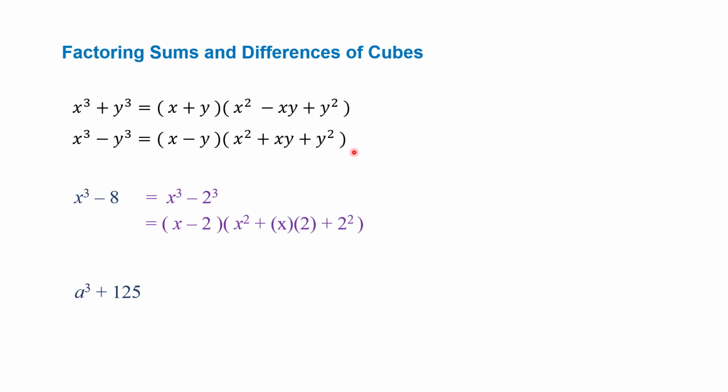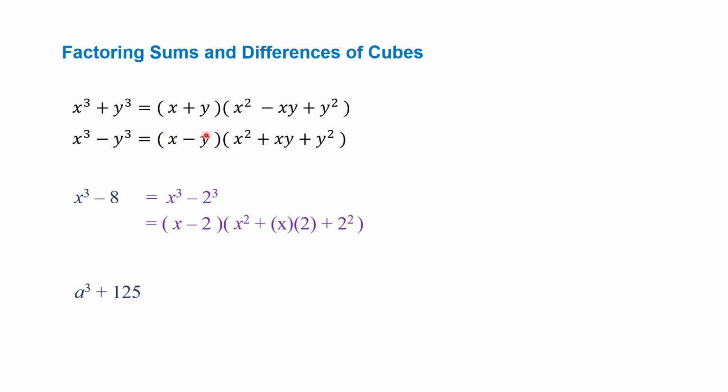According to the pattern, in the first bracket we have x minus y. So in our example we have x minus 2, because instead of y we have 2. In the second bracket we have x squared plus, instead of x times y we have x times 2, and instead of y squared we have 2 to the 2. Because again, everywhere y appears in our identity, instead of y we replace it with 2.